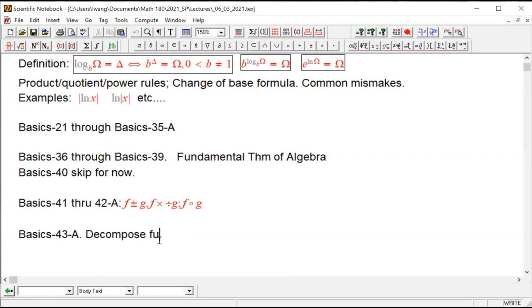Decompose functions. We did some exercises there, right? You guys got the hang of it. You just peel it layer after layer, like we peel tamales. Okay, like peeling tamales.